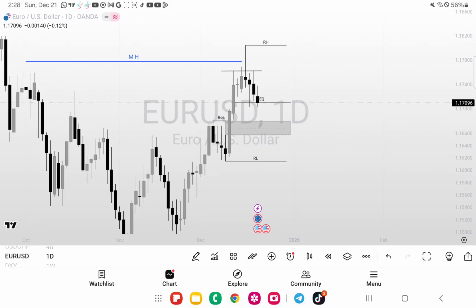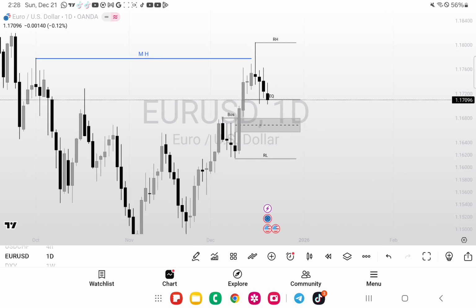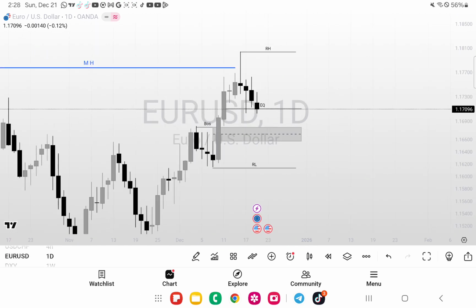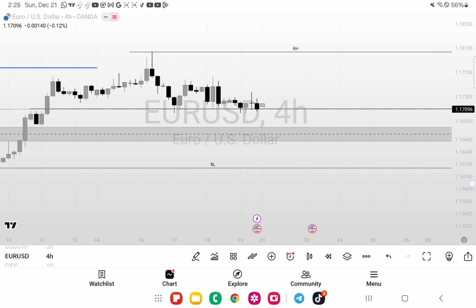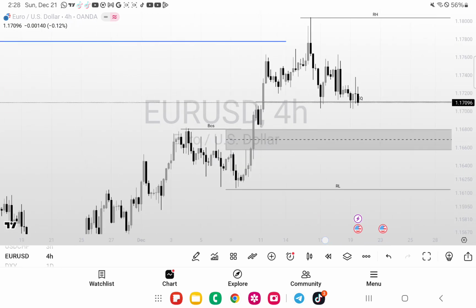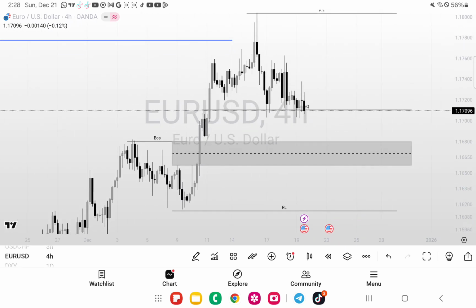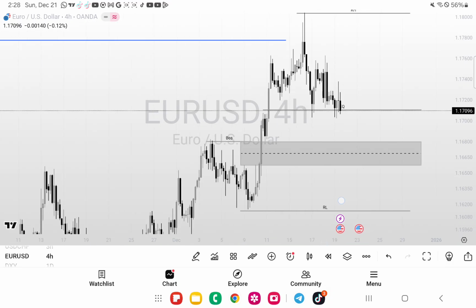So this week we'll be trading within this range. This is our range. We'll be focusing within this range this upcoming week. We'll be looking for our opportunities within this range, right? Okay, let's scale down on the 4 hour time frame and see.